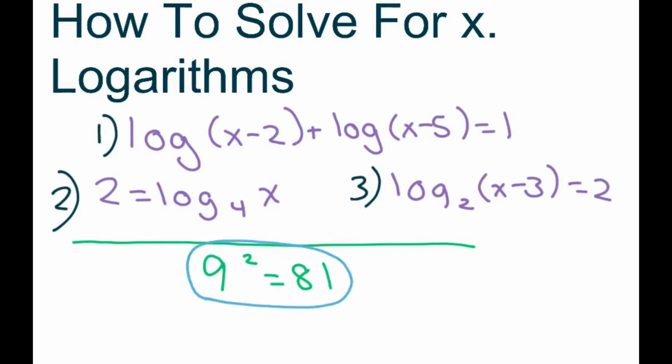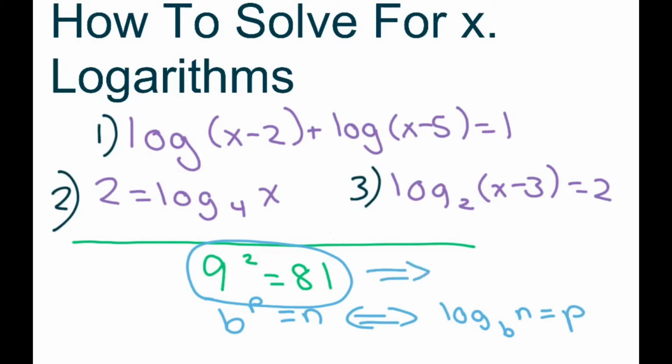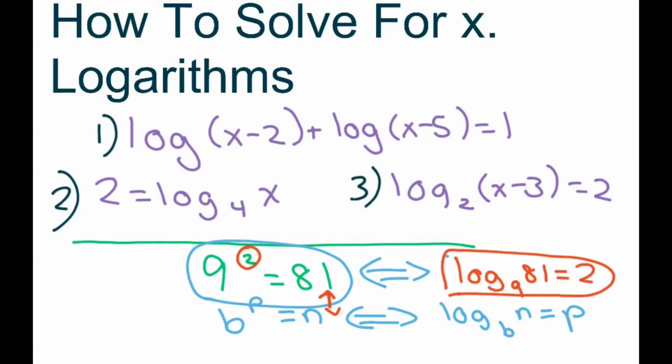If you have something like this, a base to some power equals n, you can rewrite it as a log: log base of n equals your power. So to rewrite this, my base is 9, so I'm going to write log base 9, my n here equals 81, and my power is 2. So that's rewriting it in log form. And that's what we're going to do with a couple of these.